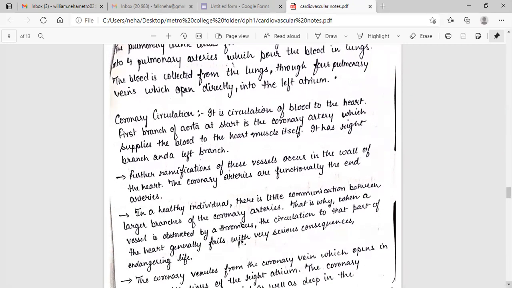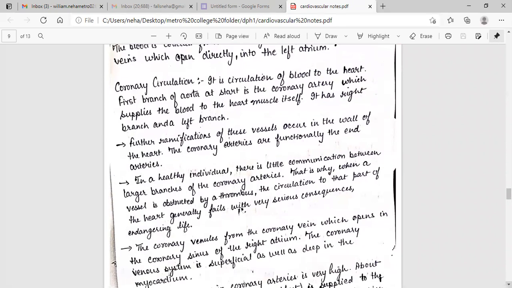Coronary circulation is the circulation of blood to the heart. The first branch of the aorta at the start is the coronary artery, which supplies the blood to the heart muscle itself. It has a right branch and a left branch. Further ramification of these vessels occurs in the wall of the heart.